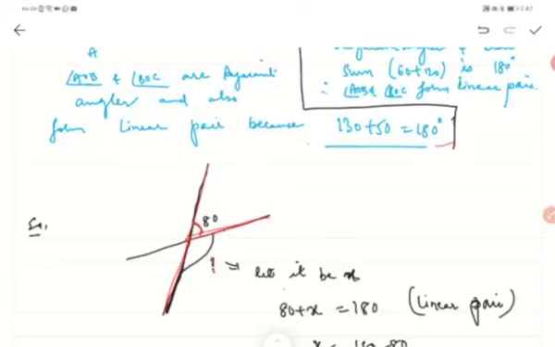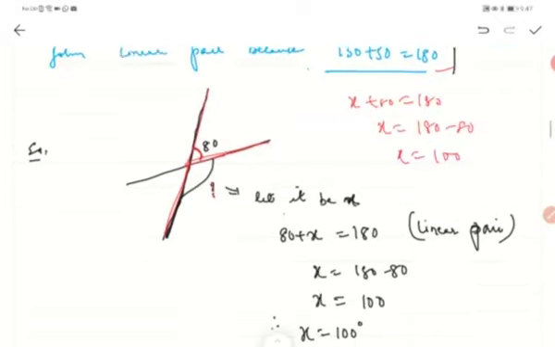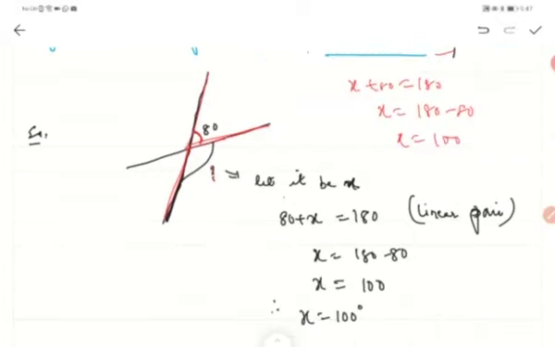So you'll take the unknown as x, isn't it? x plus 80 will be equal to how much? Since it is a linear pair, it is 180 degrees. So therefore you can easily find your x. 180 minus 80, so x will be equal to 100. So 100 degrees is the other angle, which is showing you as a question mark.